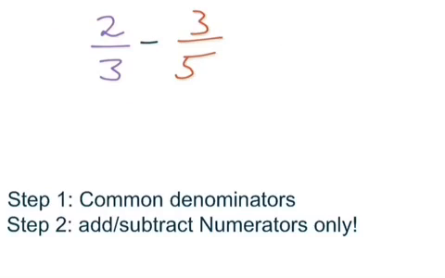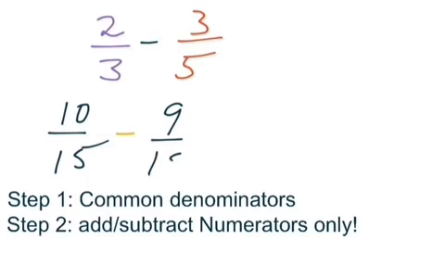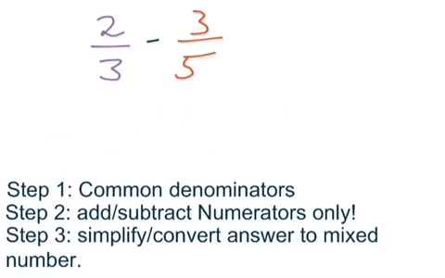Step 2. Again, I'm going to rewrite this: it was 10/15 minus 9/15. Step 2 is add or subtract numerators only. Don't forget, just numerators. You're going to leave the denominators. So when I subtract, 10 minus 9 gets me 1, and that is 1 over, and I keep the denominator, 15. So far I have 1 over 15.